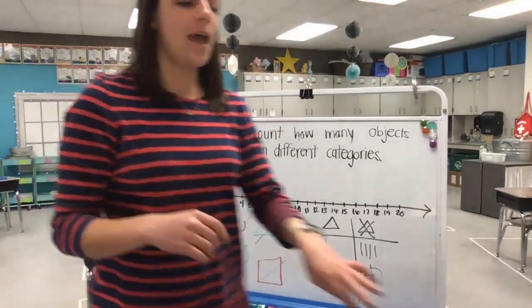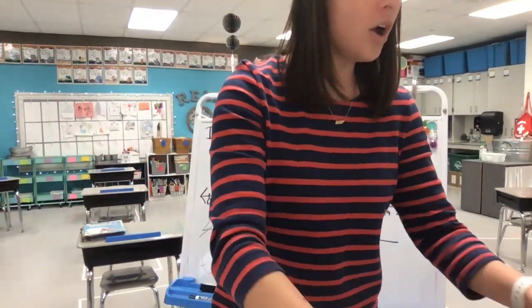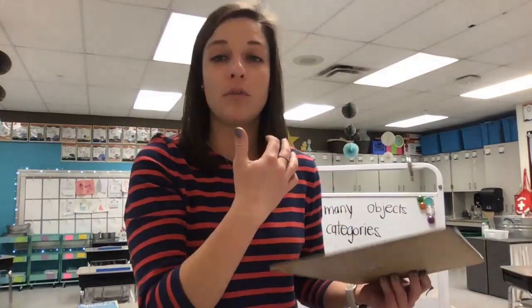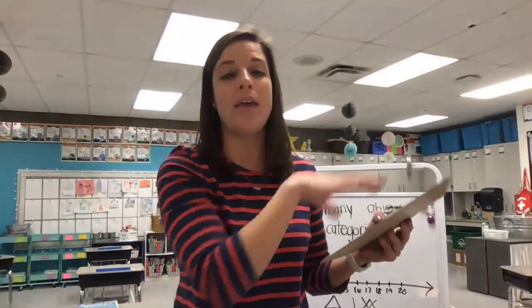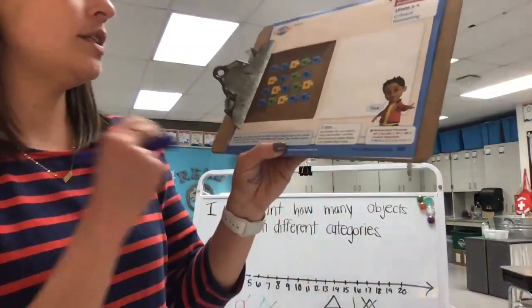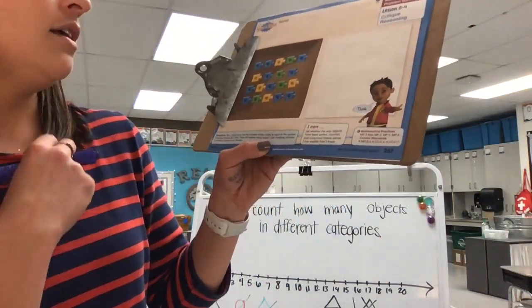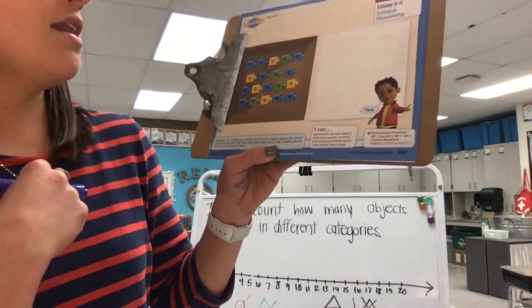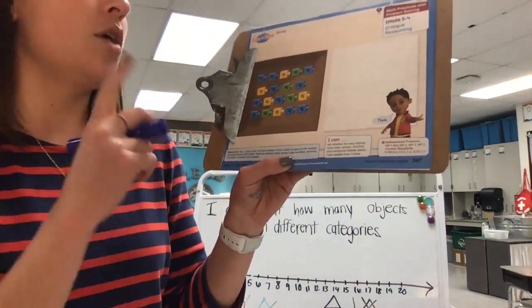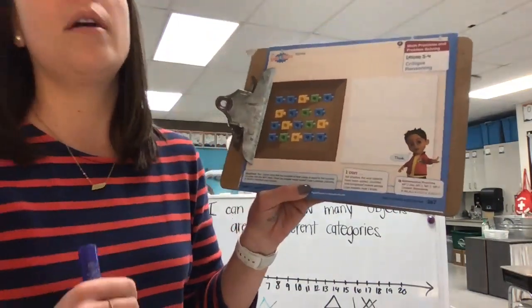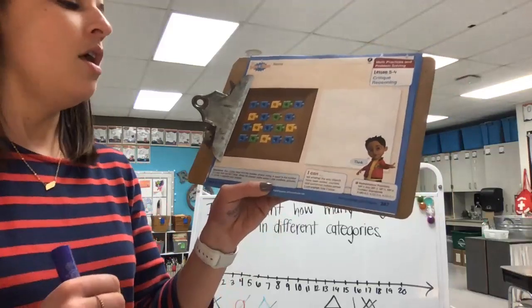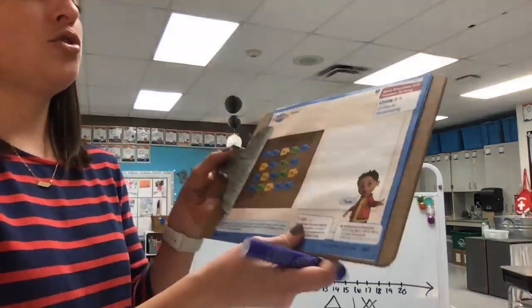So let's take a look at our solve and share for today. Our solve and share is really making us think about why we put groups into categories, or how it's important for us to think about things that are alike and why they go in a certain group. So on our solve and share, it says that Carlos says that the number of blue cubes is equal to the number of cubes that are not blue. So he thinks that the blue cubes are equal to the number of cubes that are not blue. What we need to do is see if that's true.